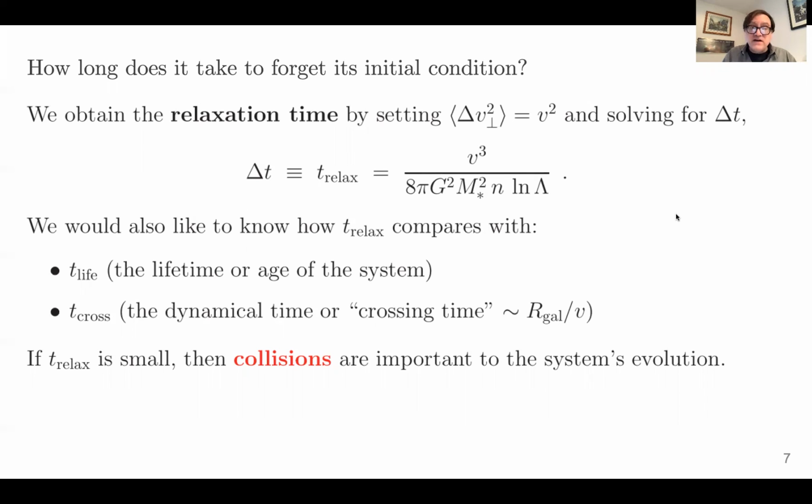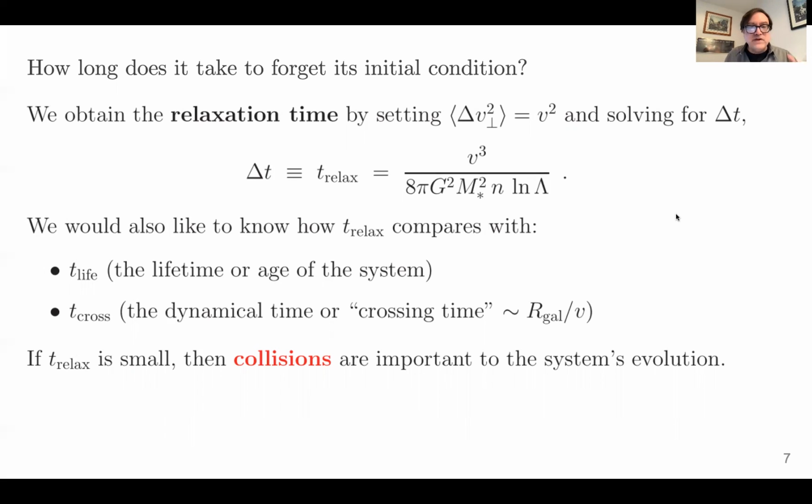And we can compare the relaxation time with some other known properties of a system, right? There's the lifetime of the system, or the age. How long has it been around? And there's also this dynamical time, or crossing time, that you can get by taking the size of the system and dividing it by that representative velocity. In other words, how long does it take for some random object to cross over a path length equal to the size of the system?